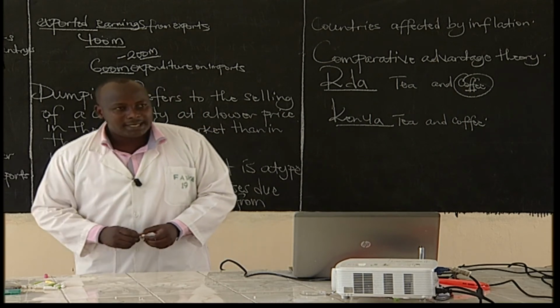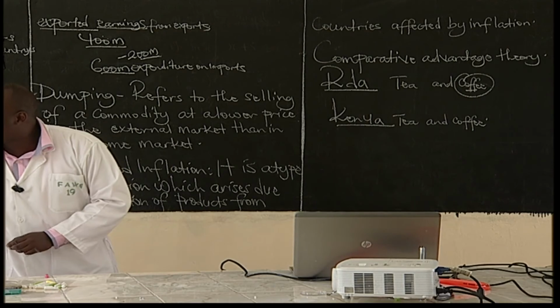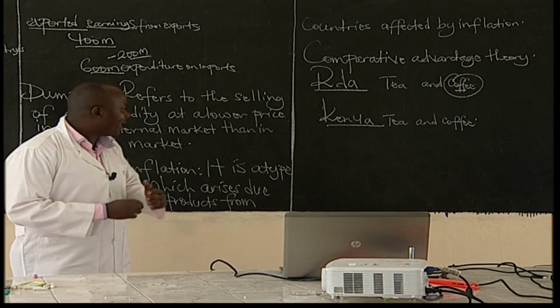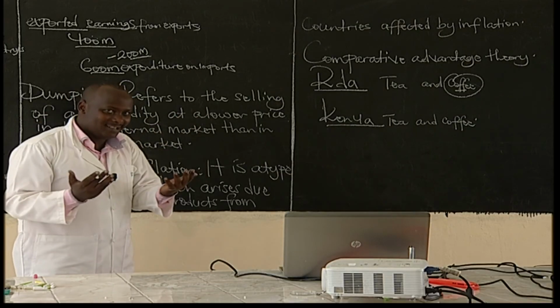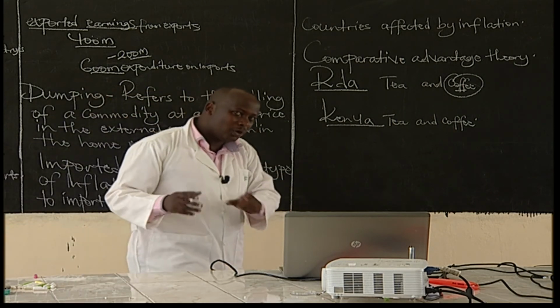The next disadvantage of an internal market, it leads to wastage as surplus products cannot be sold to other countries, especially agricultural products, which are perishable, which cannot be stored. Now, it will lead to wastage. Like in a regional market, if a country is trading with other countries and a country produces in excess, there is overproduction, where the quantity supplied is greater than the quantity demanded.